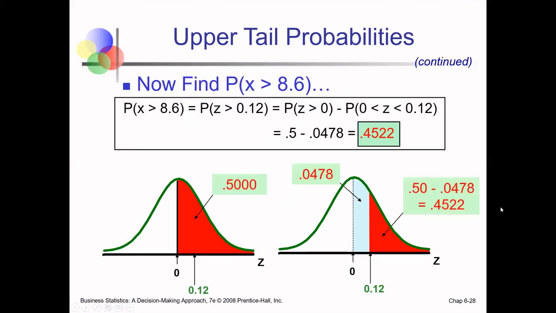So the probability of x is greater than 8.6. You want to find it, and the same concept applies here. Okay, the probability of x is greater than 8.6. Like, for 8.6 you want to find this area here. So you can see that this is the required area.